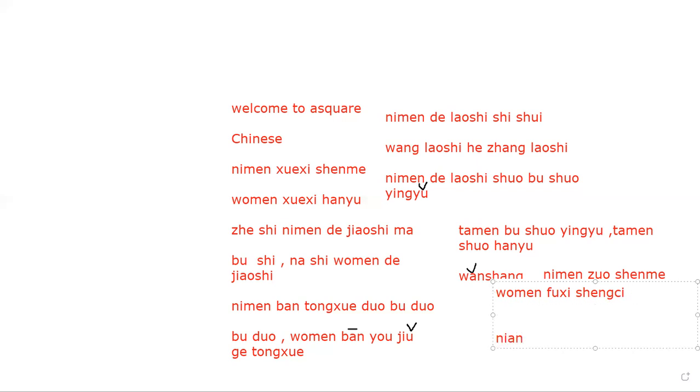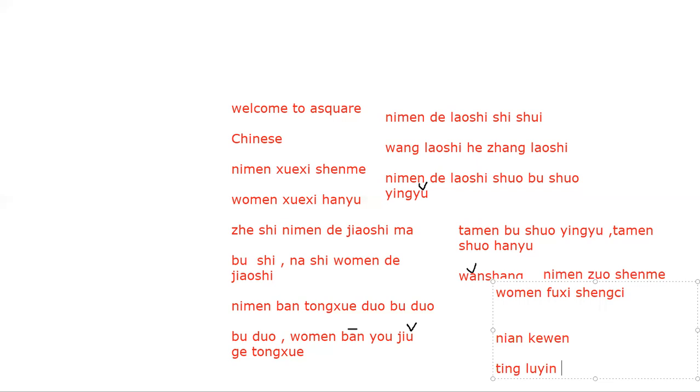Nian kewen. Kewen is my word for text, to read a text. Nian is my verb, to read. Nian kewen, to read a text. Ting is my verb, to listen. Ting luyin. Luyin is my word for recording. So I listen to the recording. Ting luyin.